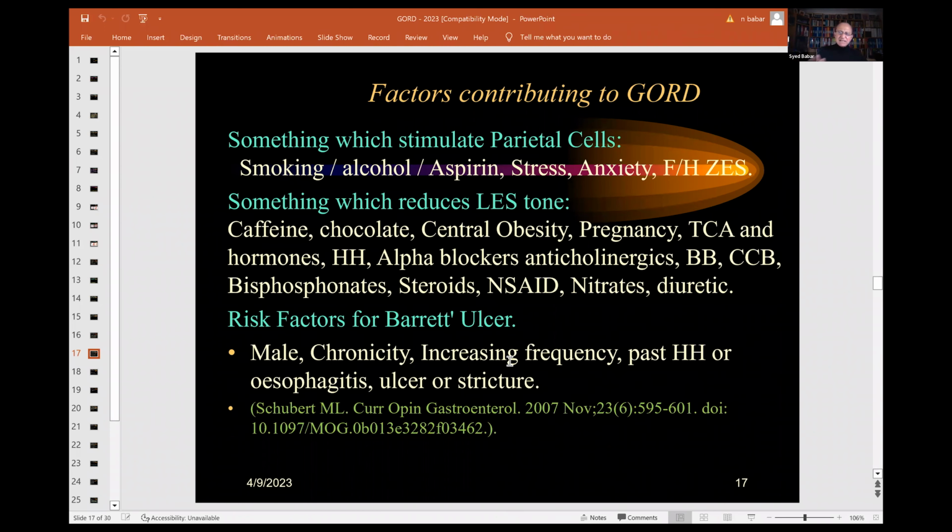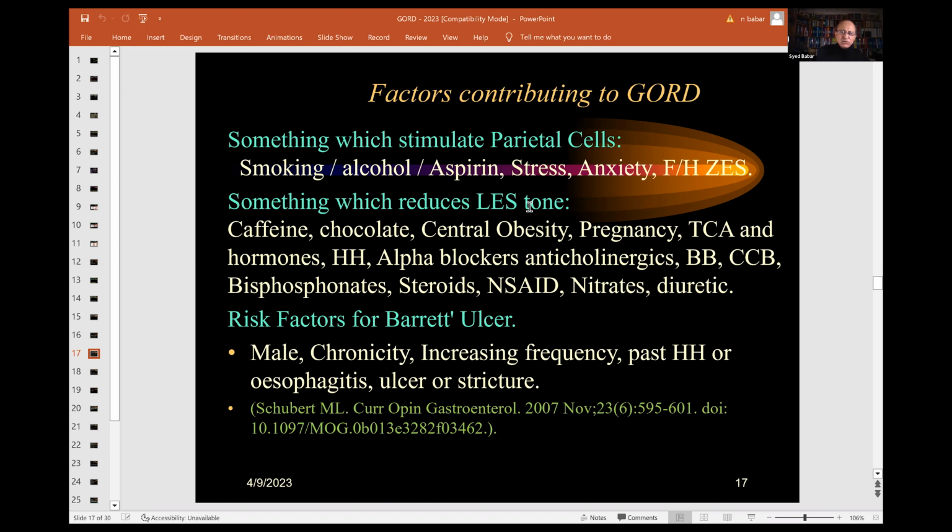So back again to GORD, what could stimulate parietal cells to be making more acid? And this is the revision. Smoking, alcohol, aspirin, stress, anxiety, family history of Zollinger-Ellison syndrome. So all of these would stimulate the parietal cells, stimulate acidity, and relax the upper esophageal sphincter, and there would be reflux.